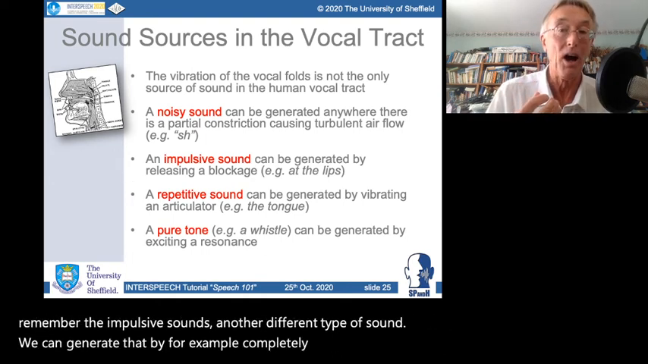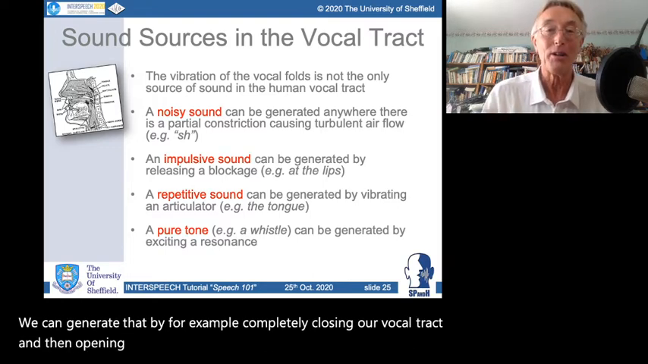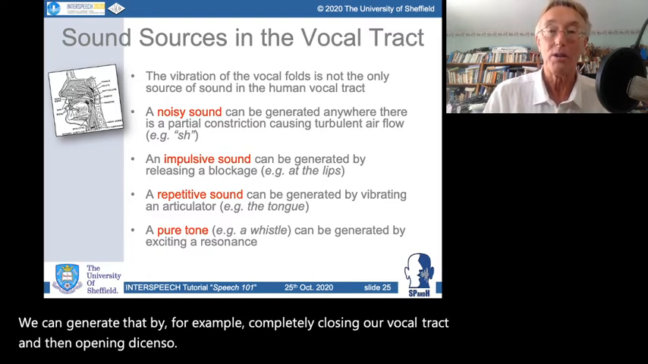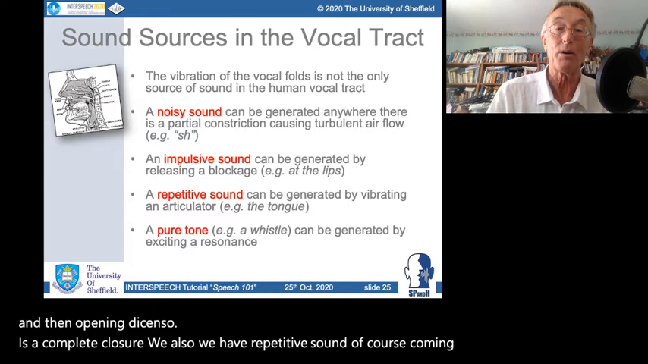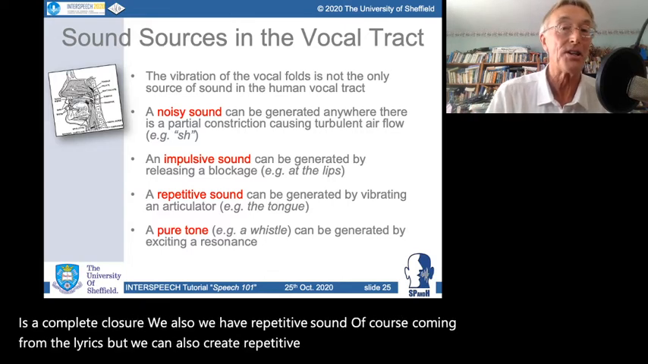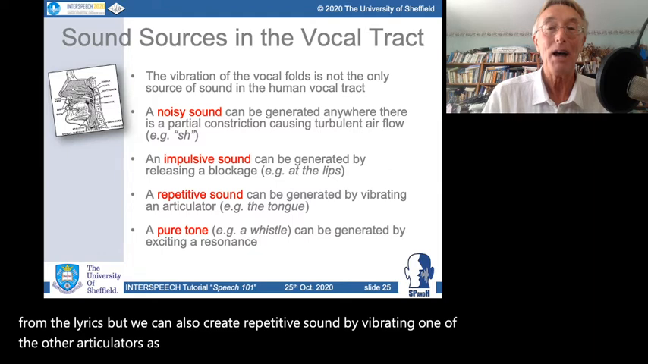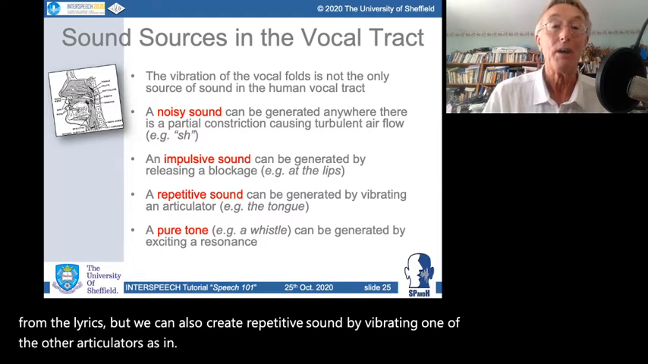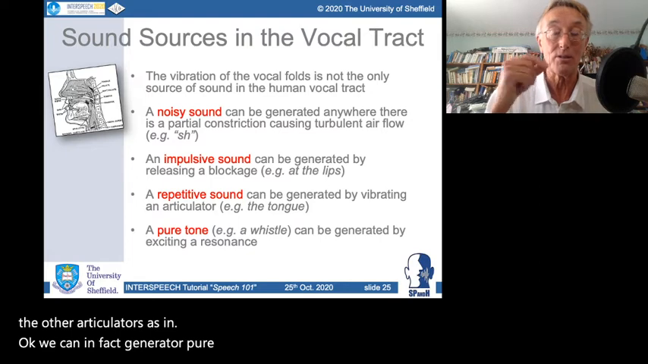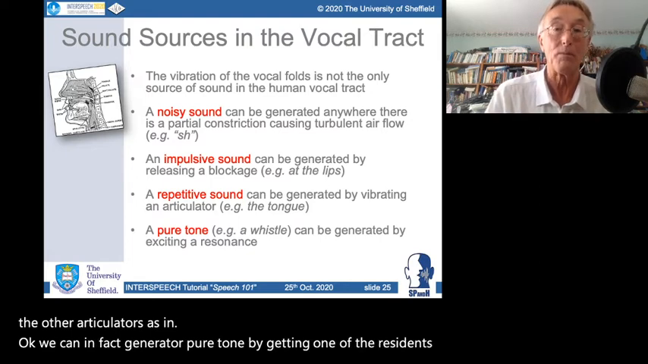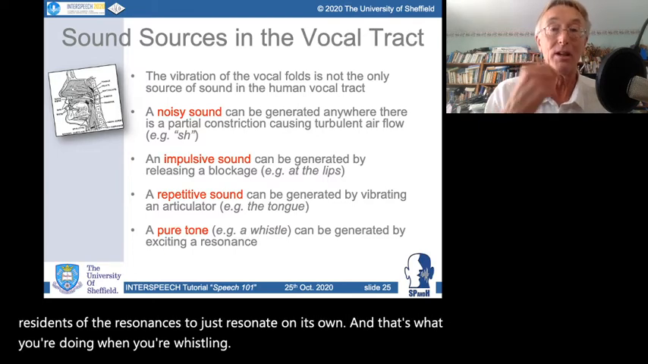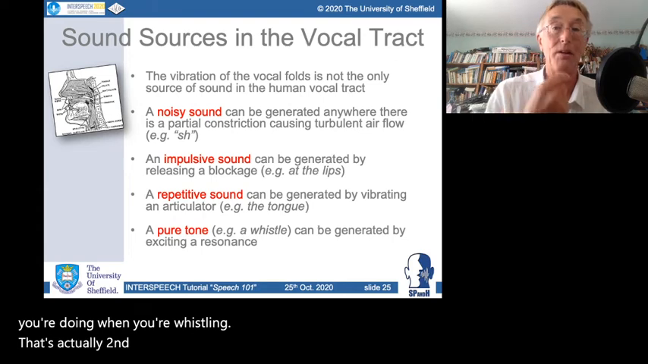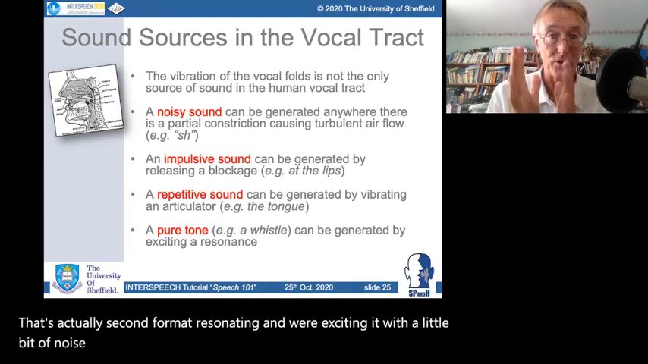So, that is a complete closure. We have repetitive sound, of course, coming from the larynx, but we can also create repetitive sound by vibrating one of the other articulators, as in rrr. Okay? And we can, in fact, generate a pure tone by getting one of the resonances to just resonate on its own. That's what you're doing when you're whistling. That's actually the second formant resonating, and we're exciting it with a little bit of noise, turbulence, and the resonance itself is then oscillating, and you're getting pretty much a pure tone.